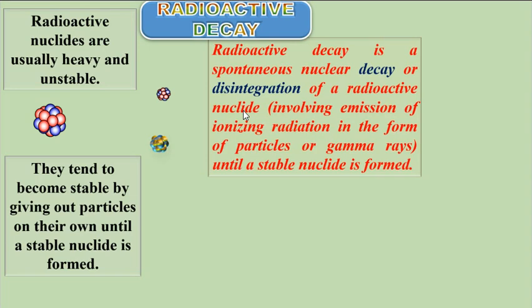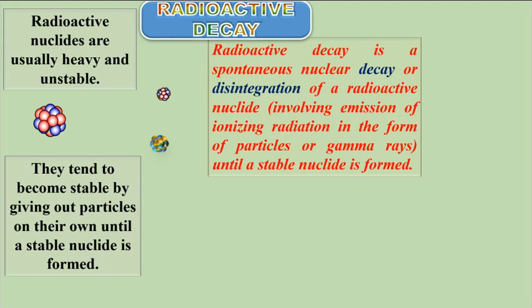So now look at this definition. Radioactivity or radioactive decay is a spontaneous nuclear decay or disintegration of a radioactive nuclide involving emission of ionizing radiation in the form of particles or gamma rays until a stable nuclide is formed. Now, let's pause a little. What does all these things we are studying actually mean? Let's try to examine them one by one.